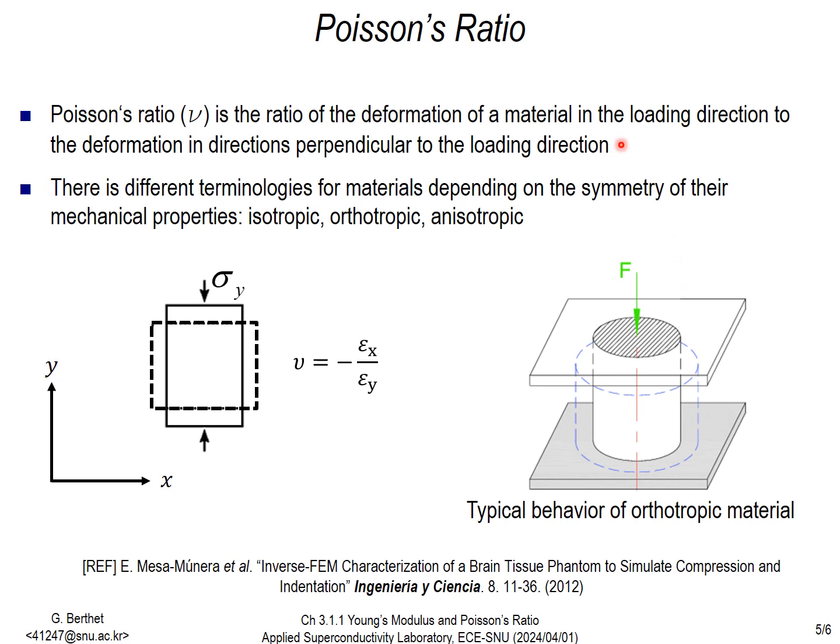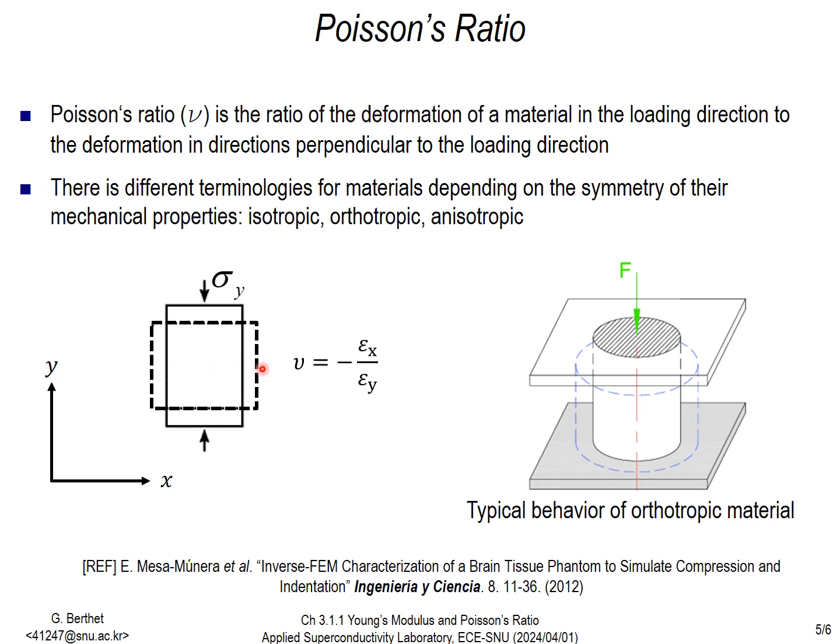Poisson's ratio is the ratio of the deformation of a material in the loading direction to the deformation in directions perpendicular to the loading direction. On the left-hand side graph, we can see that we apply a compressive stress that makes the material shrink in the y-axis. However, the material expands on the x-axis.